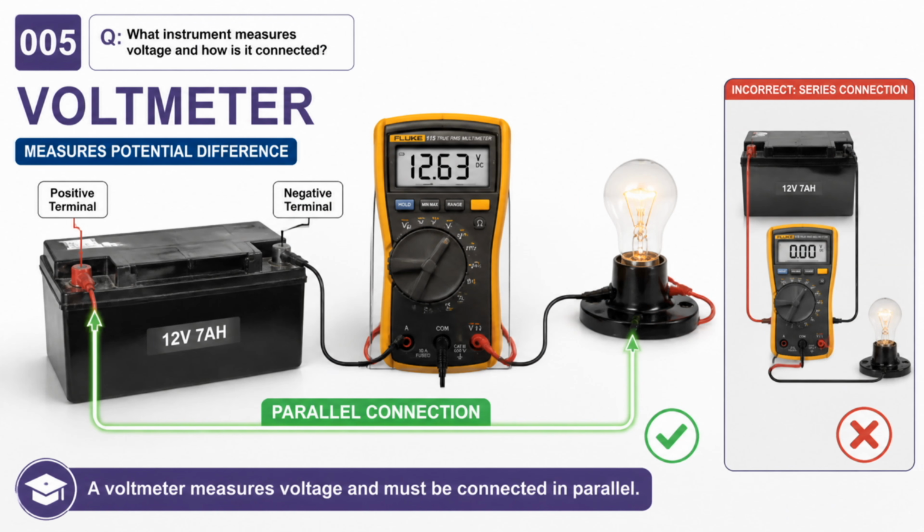Question 5. What is the instrument used to measure potential difference, and how is it connected for measurement? The instrument used to measure the potential difference between 2 points is called a voltmeter. To measure voltage, the voltmeter must be connected in parallel with the voltage source, or across the 2 points where the voltage is to be measured. This parallel connection allows the voltmeter to accurately measure the voltage without significantly affecting the operation of the electrical circuit.